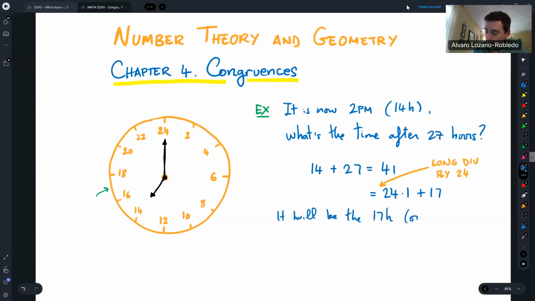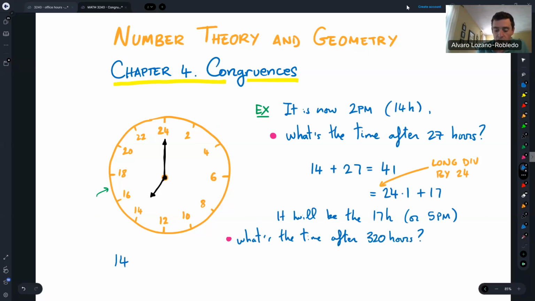The 17th hour or 5 p.m. Right? We can do this also more generally. Let's see what happens. So this is one question. Let me ask again. What's the time after, let's say, 320 hours? Then we're going to do exactly the same. I would start with 14, add 320 hours, and that gives me the 334th hour.